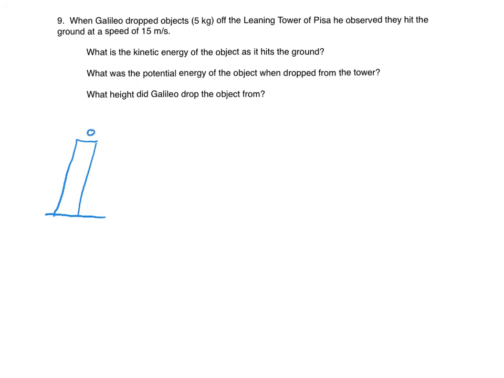So here's Galileo up here, and he's dropping objects off. Let's say he's got a 5-kilogram object, like 12 pounds or so, and they observe it hitting the ground going 15 meters per second. We want to know what the kinetic energy of the object is down here. 1/2 mv squared is our KE, so 1/2 times the mass of 5 kilograms, and it's going 15 meters per second. 15 squared is 225, times 5 times 0.5, which gives us a kinetic energy of 562.5 joules.